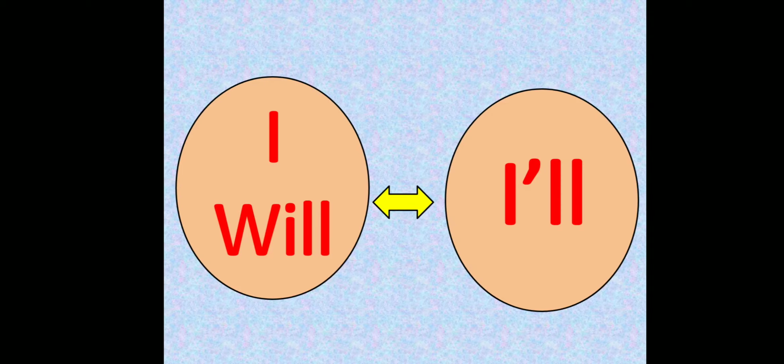Now the next one is I will. So to write the contraction of I will, here we are going to remove two letters from will, that is WI, and in place of WI we are going to use an apostrophe sign. So the contraction will become I'll.